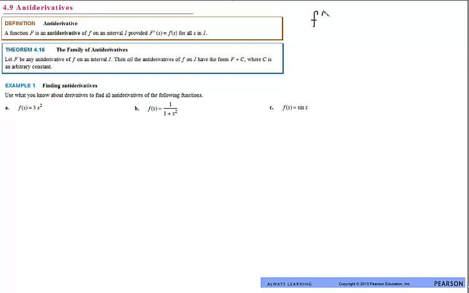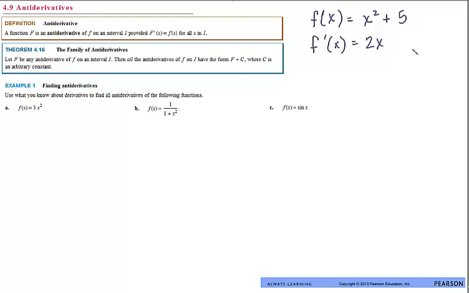Let's say we have f of x equals x squared plus 5. And I go to take the derivative of this. That would give me 2x, so it would just be 2x. Okay, so there we have it.